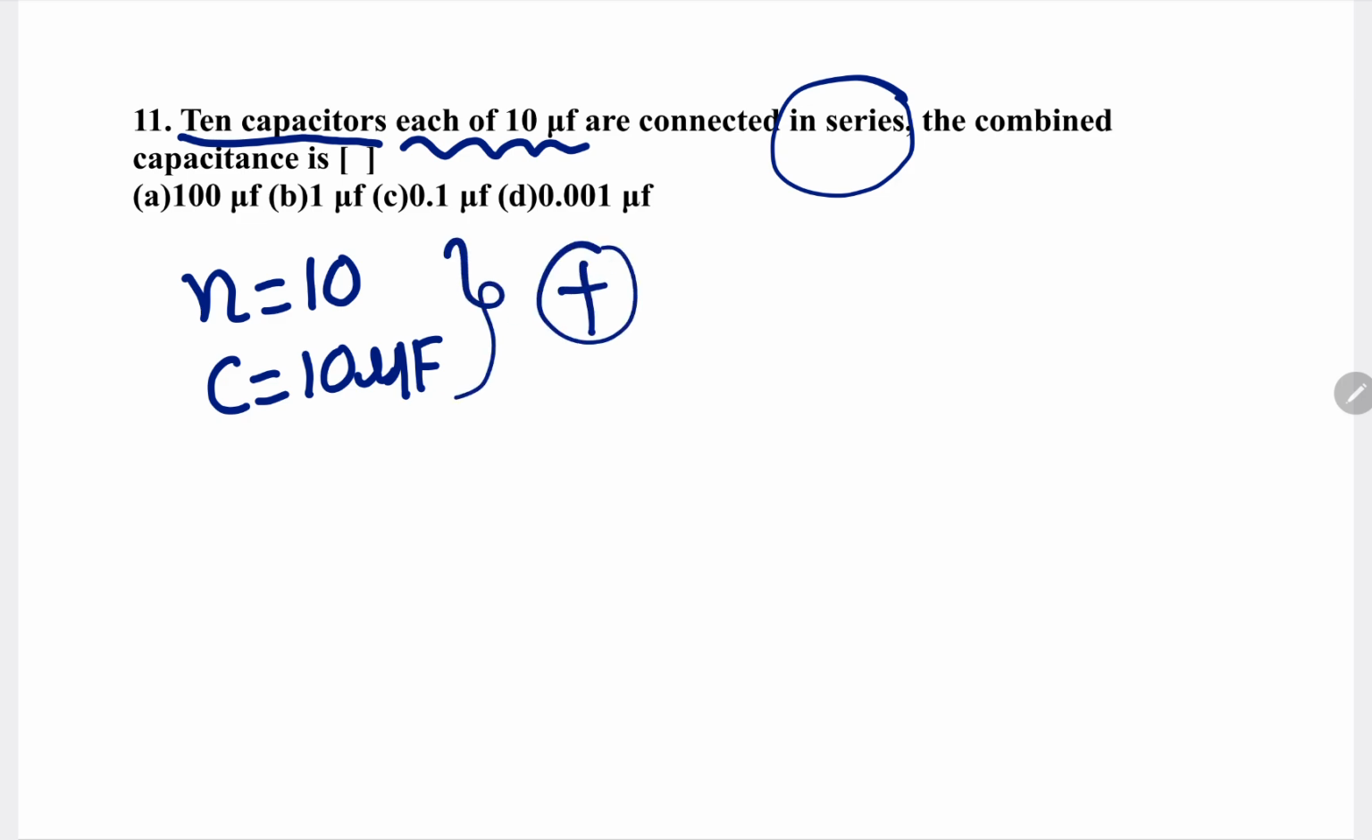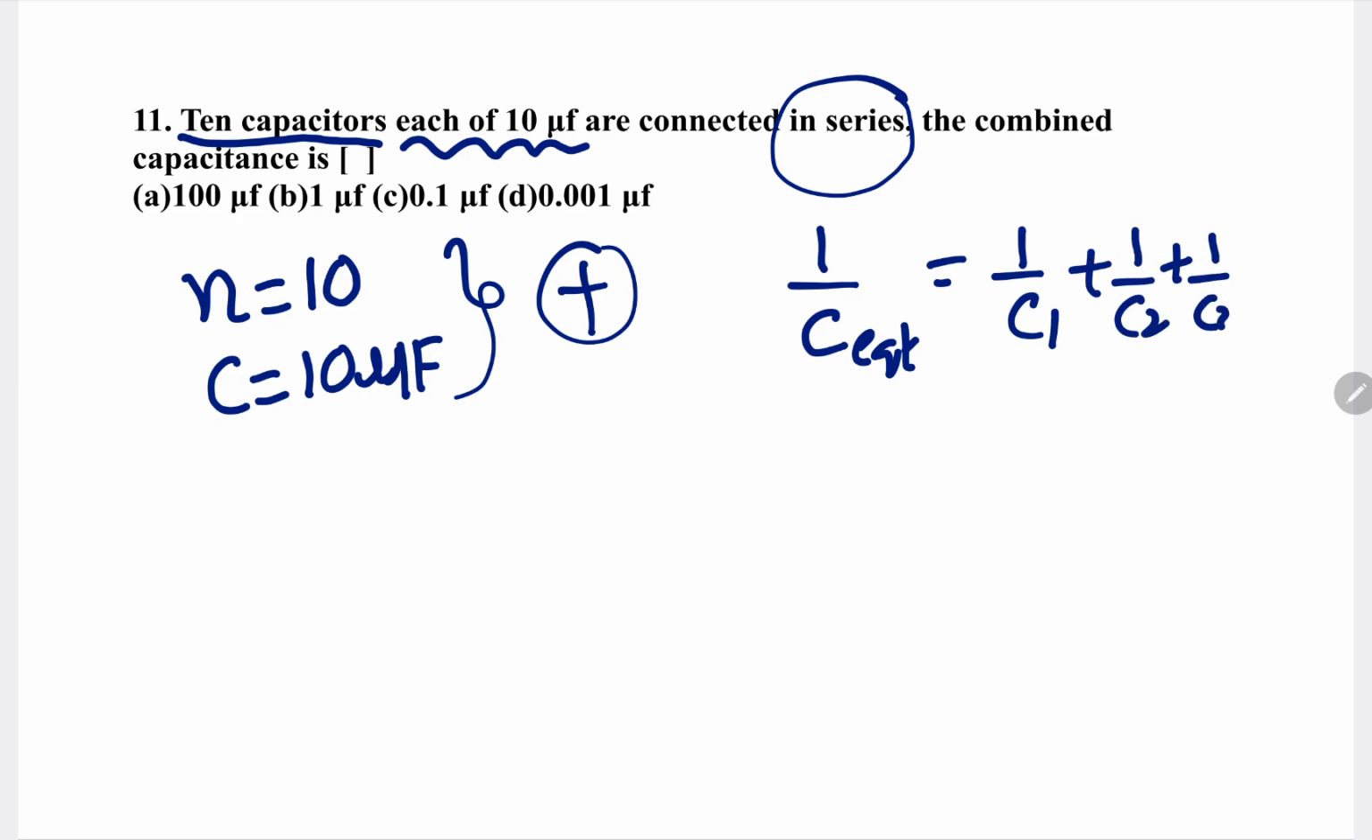Then what is the combined capacitance formula? For the series connection of capacitors, the formula is 1 by C equivalent is equal to 1 by C1 plus 1 by C2 plus 1 by C3 and so on. But here we have one small formula whenever equal capacitors are connected. Combined capacitance is equal to C divided by N.